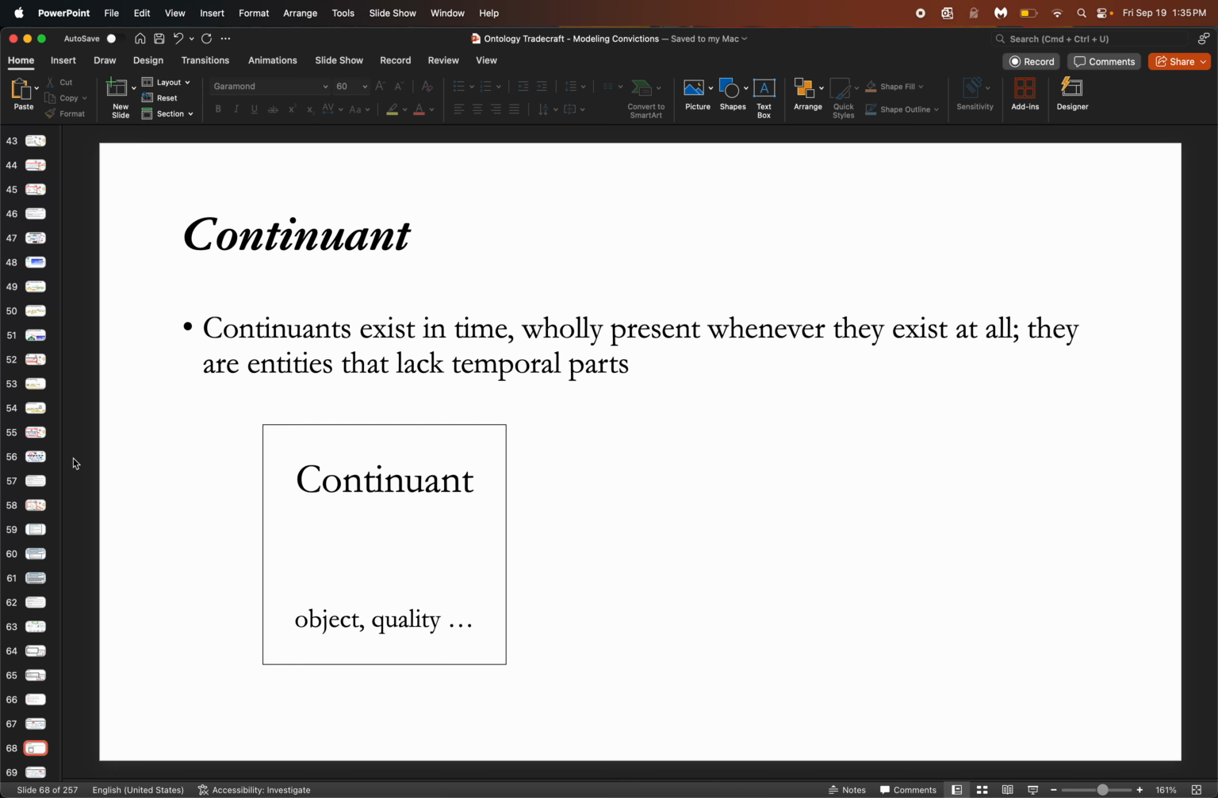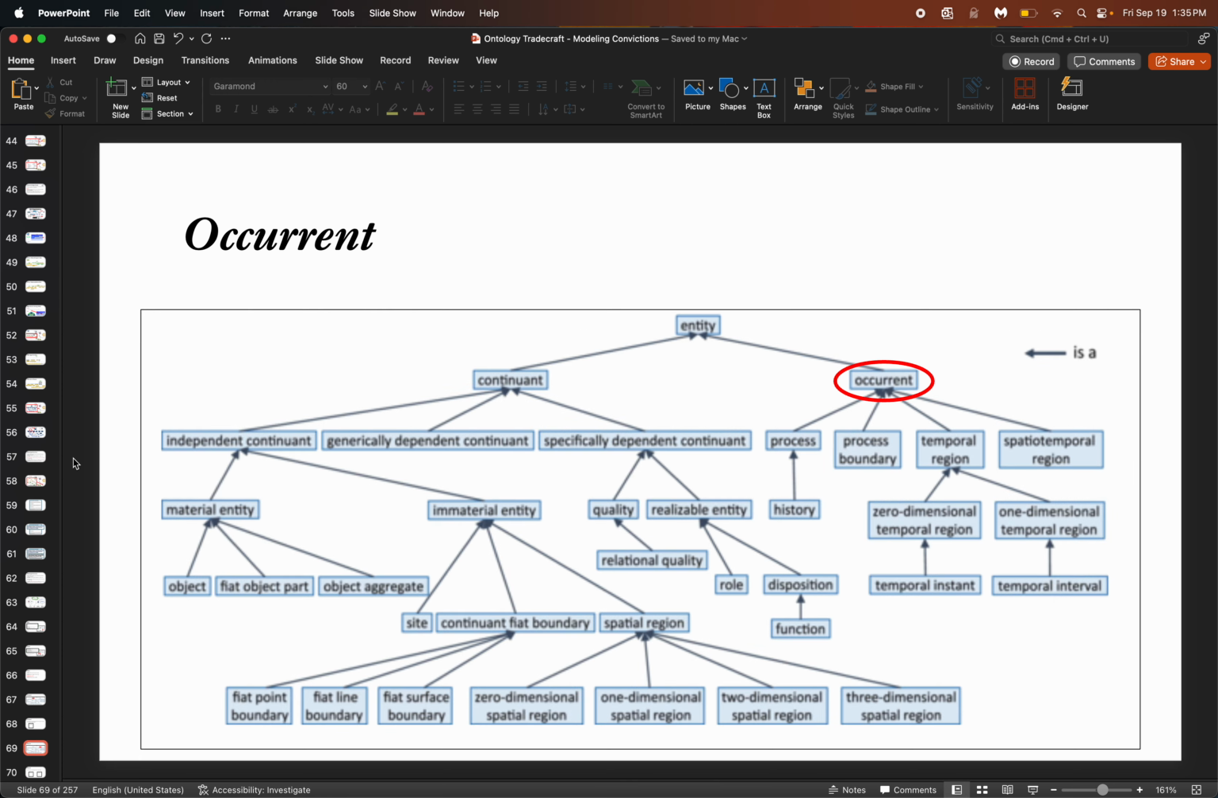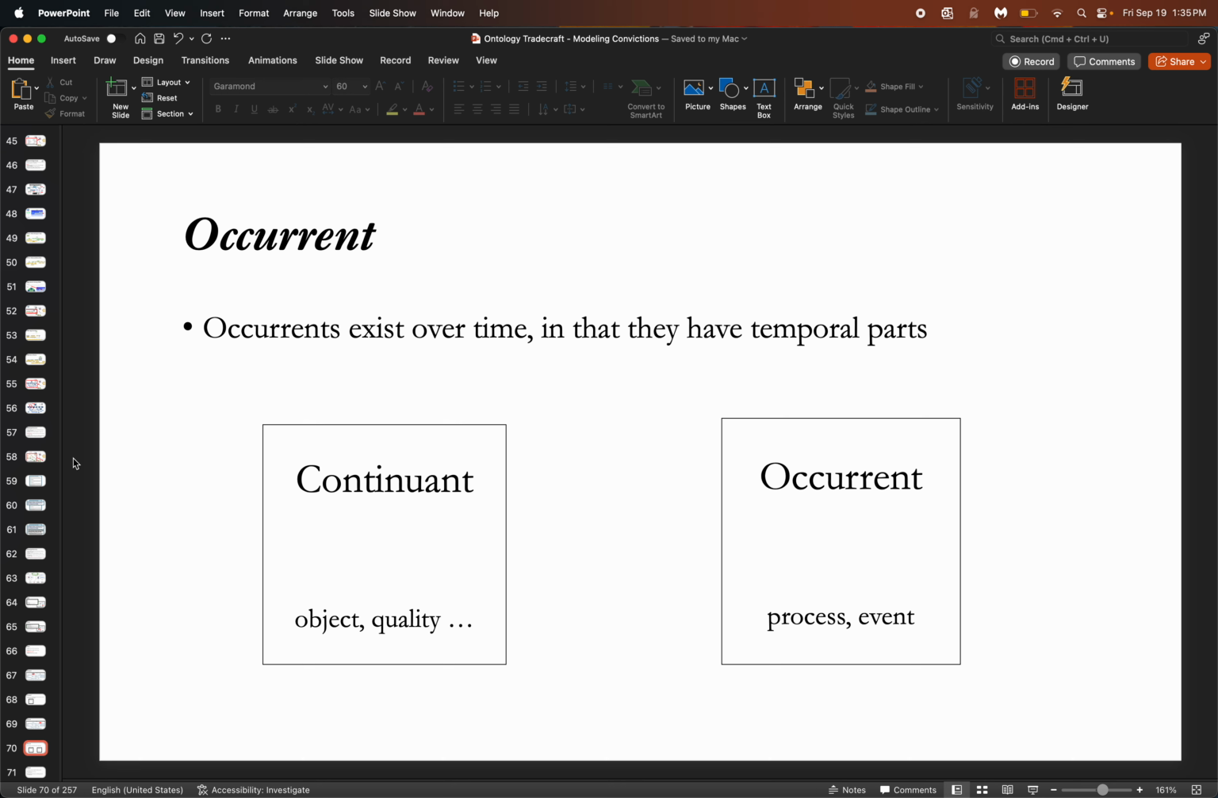But what is a continuant, I hear you say? Well, they're things that exist in time, wholly present when they exist at all. They're entities that lack temporal parts. They're not things that exist as parts of time, you might think. They're things like you and me or my computer. They're in contrast to occurrents. These are things that exist over time. And there's this division between continuant and occurrent. There are no instances in common. Nothing is both a continuant and an occurrent.